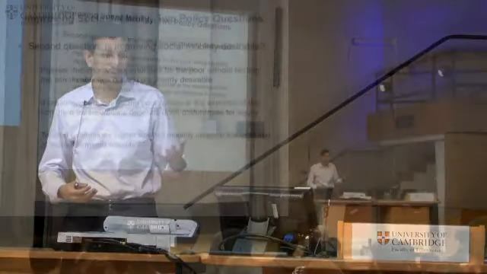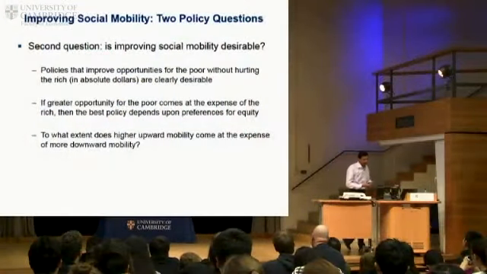And so in thinking about this, I think one thing that's clear is that policies that improve opportunities for the poor without hurting the rich are clearly desirable. That is, policies that basically generate Pareto improvements, where you increase the incomes of children who started out in disadvantaged families and don't end up affecting others in society adversely under normal social welfare functions that respect the Pareto principle. You would think that you want to pursue such policies.